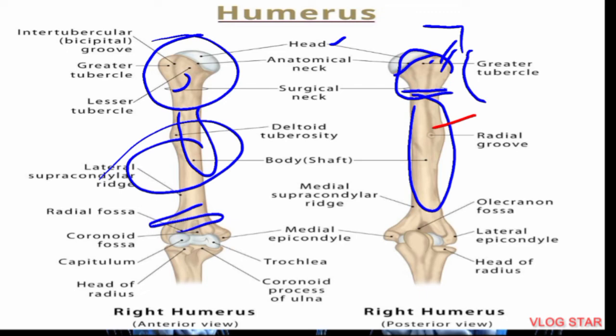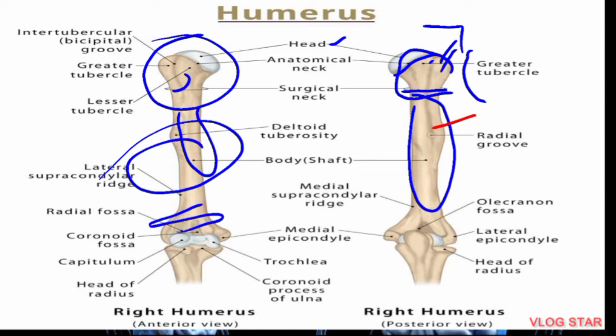Middle third of posterior surface of shaft of the humerus has a spiral groove, radial groove, which contains radial nerve and profunda brachii vessels.